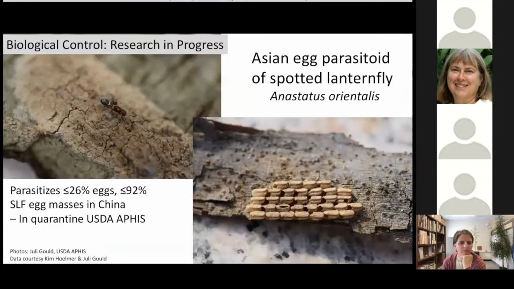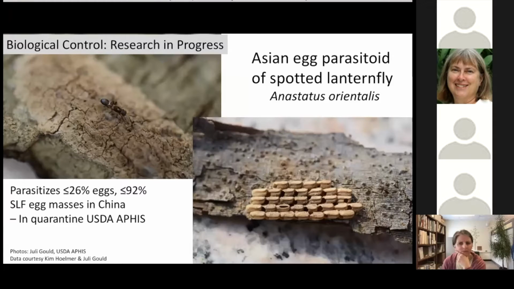It's another parasitoid that's from Asia. This is now in quarantine and being investigated for control of spotted lanternfly. It's parasitized very high levels of eggs and egg masses in China, where it's found. On the left, you can see the little wasp, and on the right-hand side, you can see one of the egg masses.